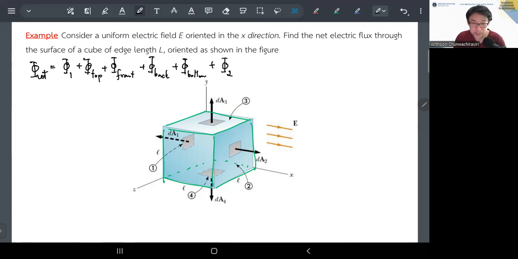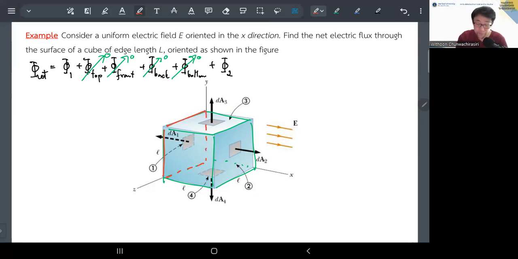Sounds good? From the look of it, without any calculation, the one on the top will definitely give you no flux. The one on the bottom as well, and the front and the back. The reason is that you can see right away that the electric field does not penetrate those 4 surfaces at all. There's no penetration through these 4 surfaces. So forget about those. The only things you need are surface number 1 and surface number 2. So let's focus on that, starting with surface number 1.